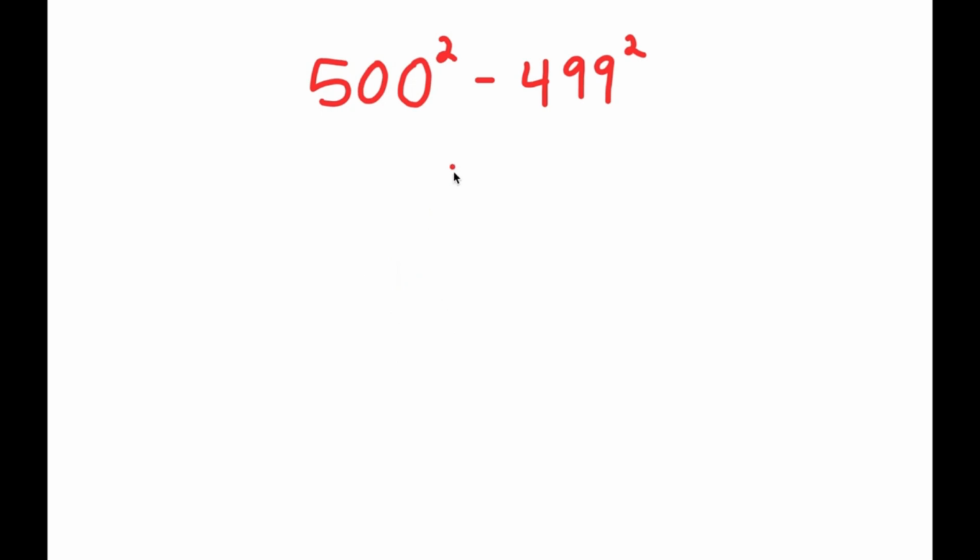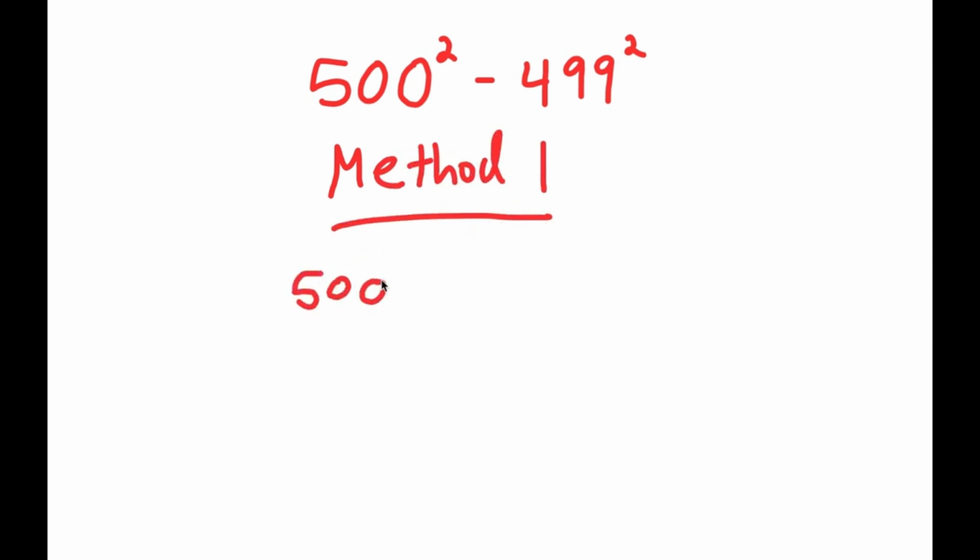Alright, so in this problem, I have 500 squared minus 499 squared. So I actually have two methods to solve this problem. So for method 1, first start by rewriting this, 500 squared minus 499 squared.